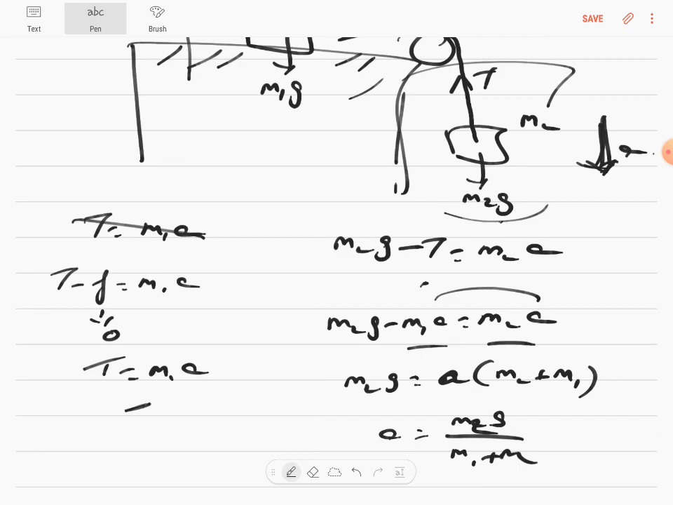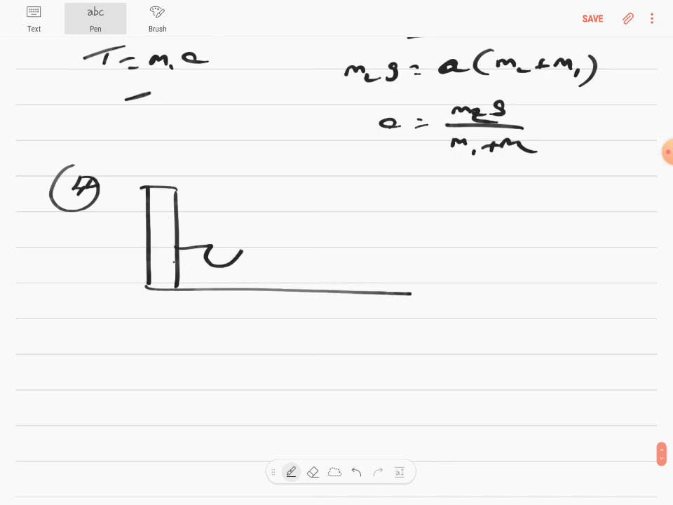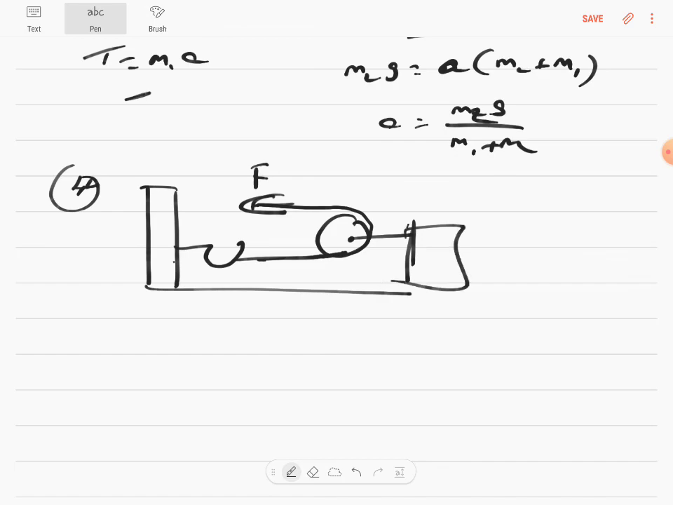Yes, so let's go to the 44th question. In the 44th question, you have a fixed wall here to which a hook is connected, to which a pulley is connected, and a thread runs over the pulley and a force is applied here. You understand? So then therefore the block will also come forward. Correct? So this is the structure and this is the block.